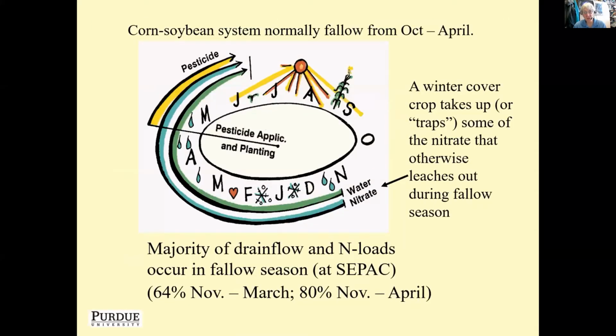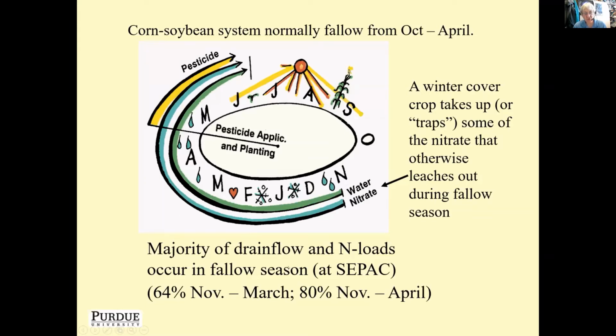I like to use this picture to kind of illustrate this and maybe jog our brains in a slightly different way. You all know that our corn and soybean system is normally fallow from October through April, right? We have nothing growing. Unfortunately, most of the water and nitrate that we lose in our tile drains comes out exactly in that fallow season. At CPAC, the drains start flowing in November and they flow more or less all winter, and they quit sometime in May or June.